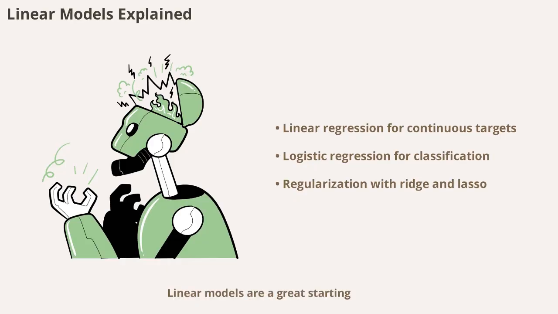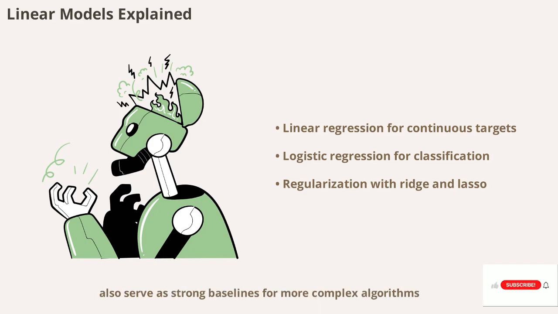Linear models are a great starting point for many machine learning tasks. Scikit-learn offers linear regression for predicting continuous values and logistic regression for classification problems. Ridge and lasso are regularized versions that help prevent overfitting. These models are not only easy to interpret but also serve as strong baselines for more complex algorithms.